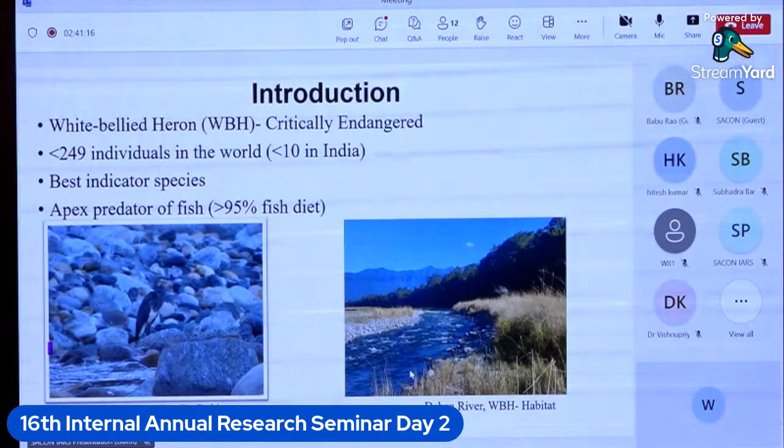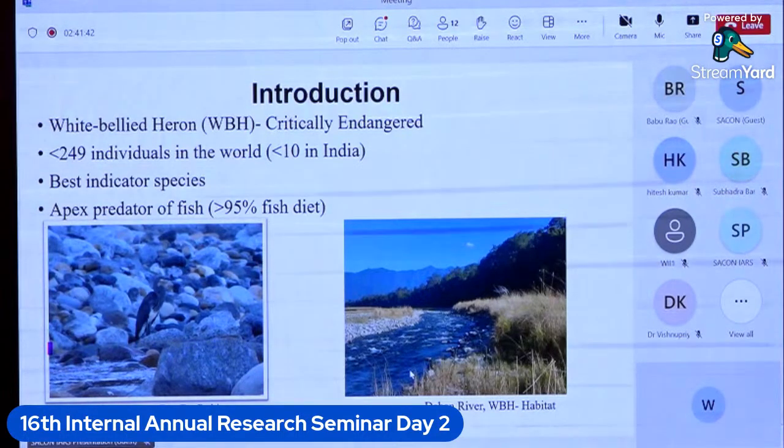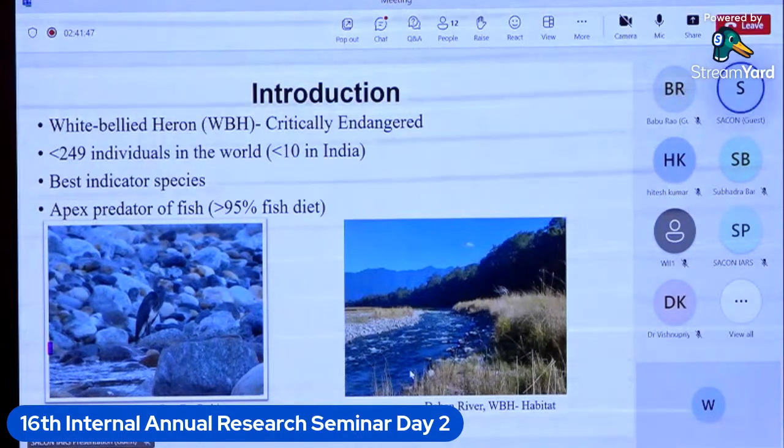This bird is specialized in nature because it needs clean and undisturbed rivers, and also a habitat with fish abundance, because its diet is composed of more than 95% fishes. So due to these specific requirements, we need to understand the prey base and also the habitat quality for conservation methods.